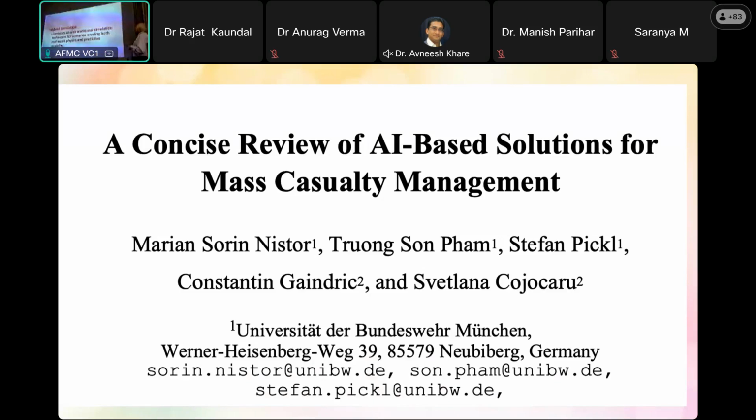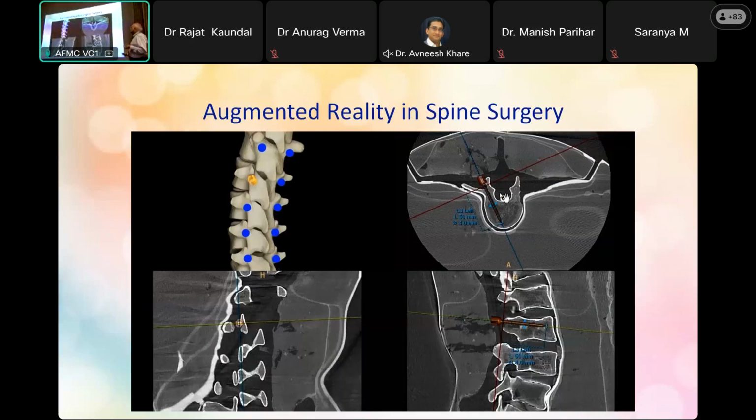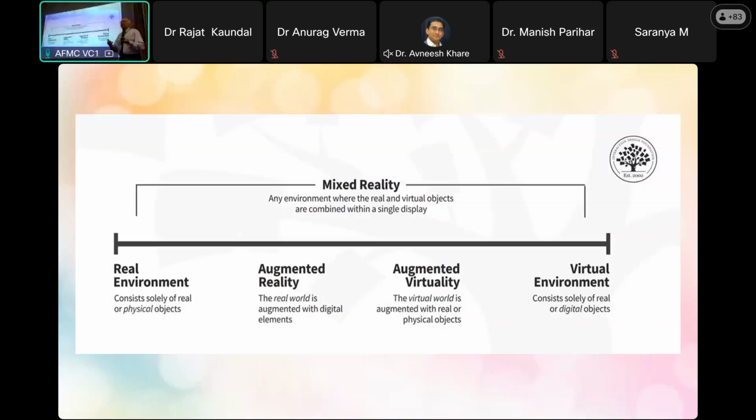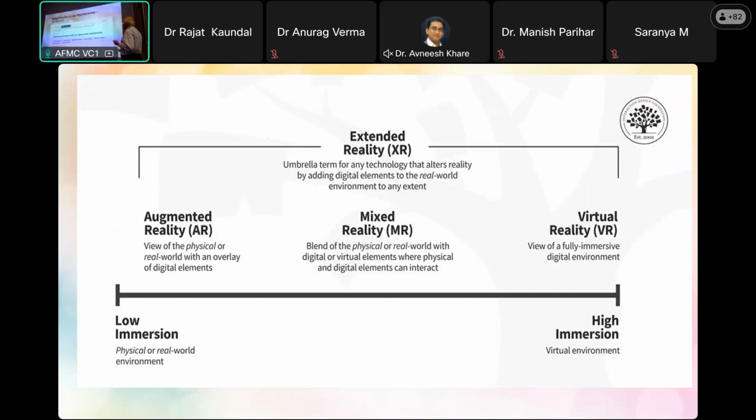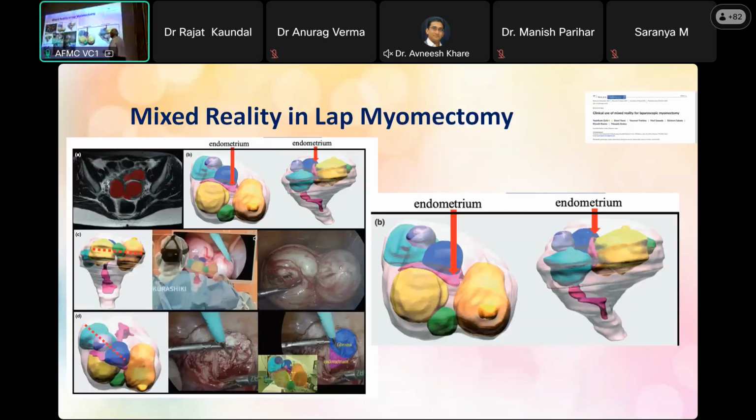The third is hybrid simulation, where AI combines with traditional simulation techniques. This is where augmented reality comes in. What we call mixed reality is a hybrid simulation, where you go from the real world to a virtual environment, from extended reality to mixed reality, and from low immersion to high immersion. When you start using mixed reality, you start working on, say, myomectomy. I can give you thousands of examples of this. If they create a situation like this, you exactly know where to operate, and this is done beforehand.